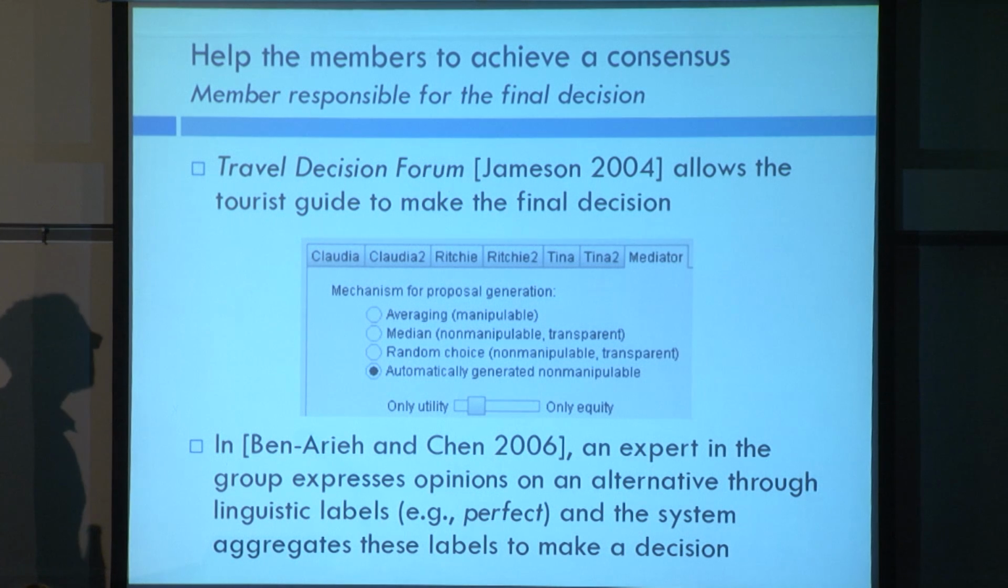Then there is this other approach that was developed in 2006, in which the expert of the group can express an opinion on an alternative, and this expert can use linguistic labels. For example, this recommendation would be perfect. And the system aggregates these linguistic labels, which are introduced to facilitate the decision process to the expert, and makes a final decision.